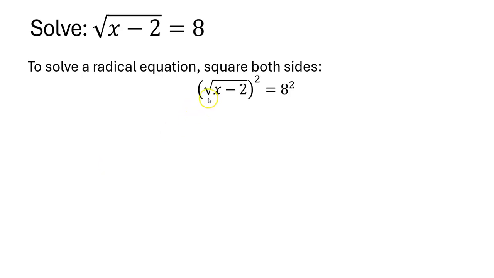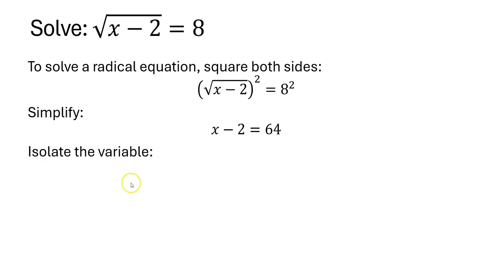The square of a square root is simply the item that's underneath, right? These are inverse operations. So we square both sides, we are left with x minus 2 equals 64. Now we solve for x. So we isolate the variable by adding 2 to both sides, so x equals 66.